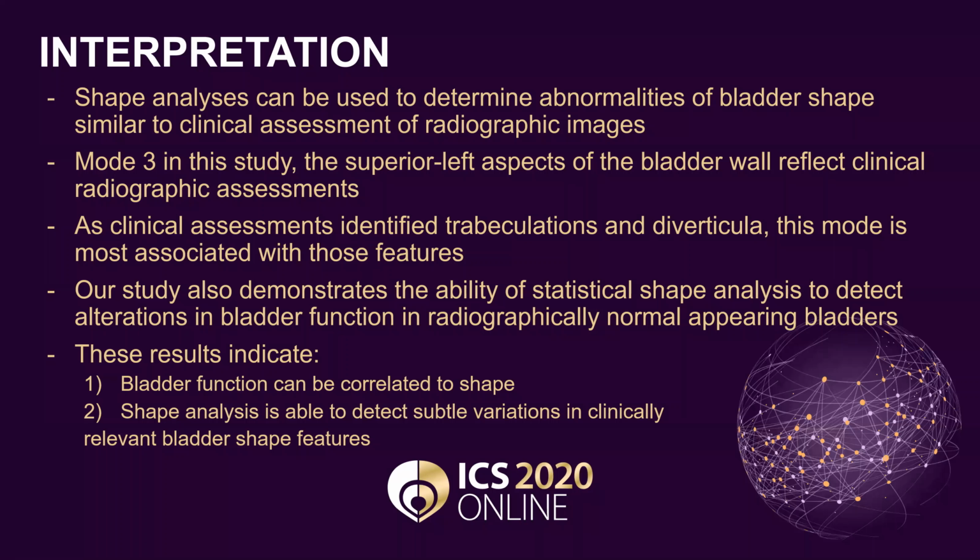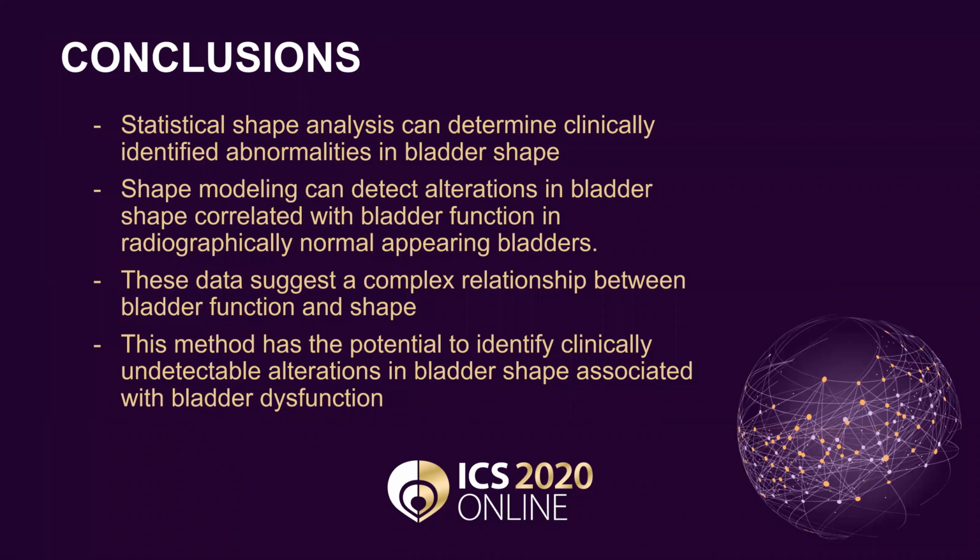Our interpretation of this is that shape analysis can be used to determine abnormalities of bladder shape similar to clinical assessment of radiographic images. Mode 3 in this study, representing the superior left aspects of the bladder wall, reflects clinical radiographic assessments of bladder shape. As clinical assessments identify trabeculations and diverticula, this mode is most associated with those features. Our study also demonstrates the ability of statistical shape analysis to detect alterations in bladder function in radiographically normal appearing bladders. In conclusion, these results indicate that statistical shape analysis can determine clinically identified abnormalities in bladder shape.